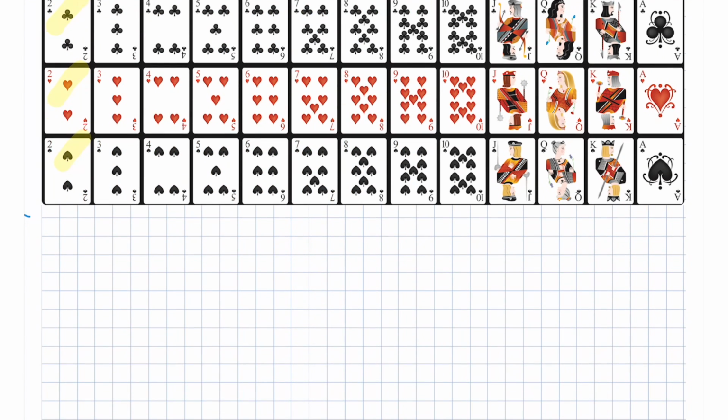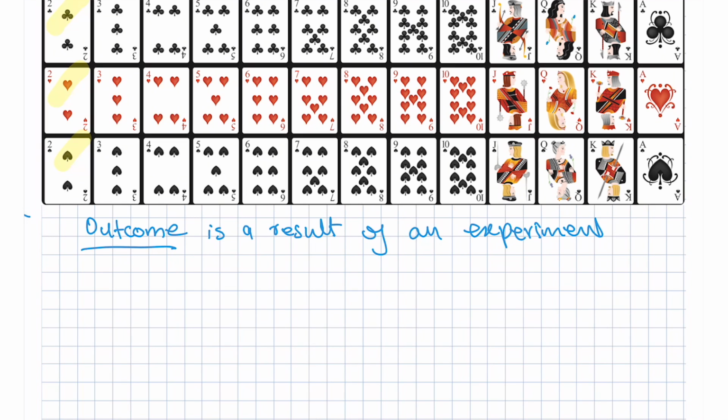Let's look at a few keywords before I show you some worked examples. The first one is the outcome. An outcome is a result of an experiment or a game.